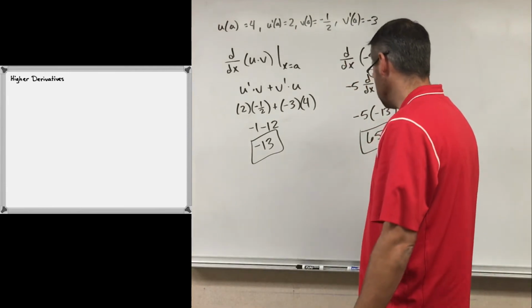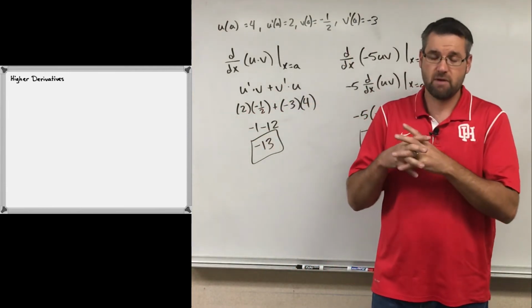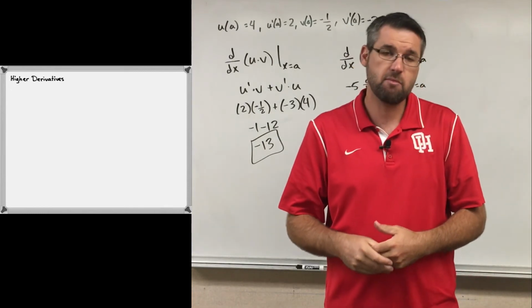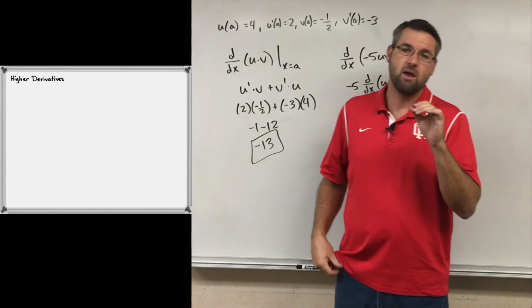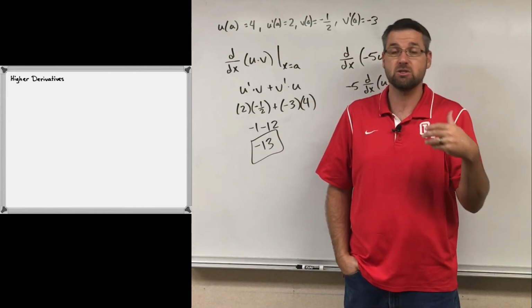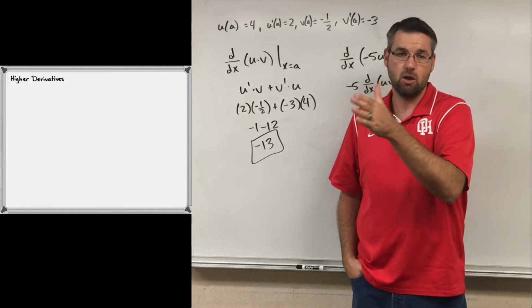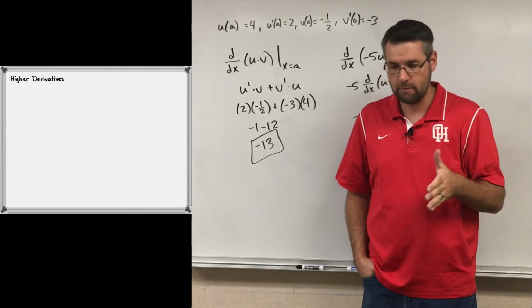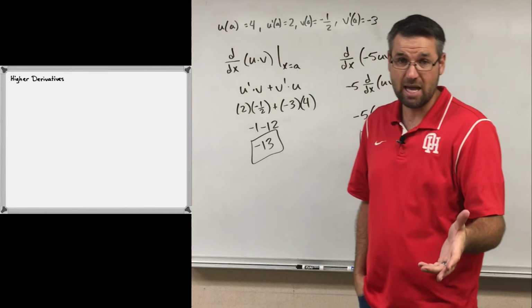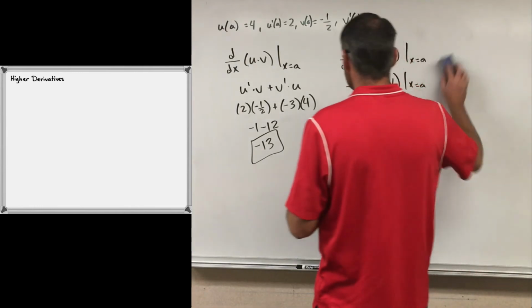Higher derivatives. So here, we've talked about the derivative, right? We've got an idea of what the derivative is. Remember, the derivative is the slope of a curve at different points, okay? Or it's the slope of the tangent line, depending on what point along the x-axis we're talking about, okay? Higher derivatives, what's that mean? That means second derivatives and third derivatives, okay?